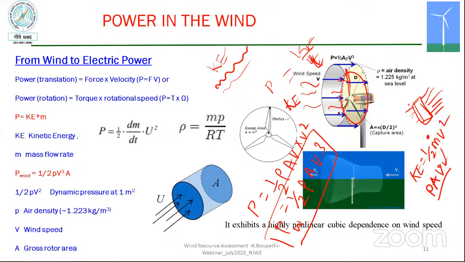So it exhibits a highly non-linear, cubic dependence on the wind speed. You know the density of air: it is 1.223 kilogram per meter cubed. Rho is the air density, v is the wind speed, and A is the cross-sectional area. You know the area is equal to pi by 4 d squared, so you know that, right?